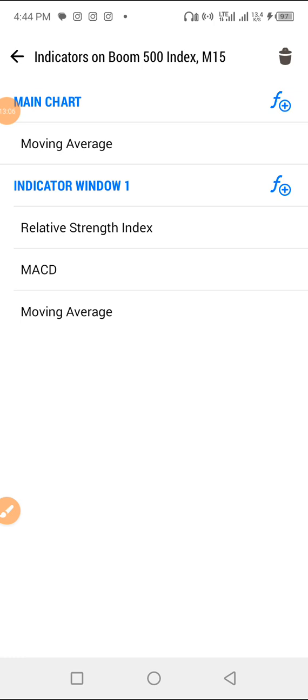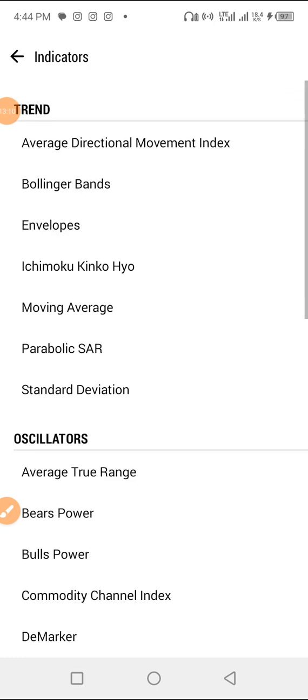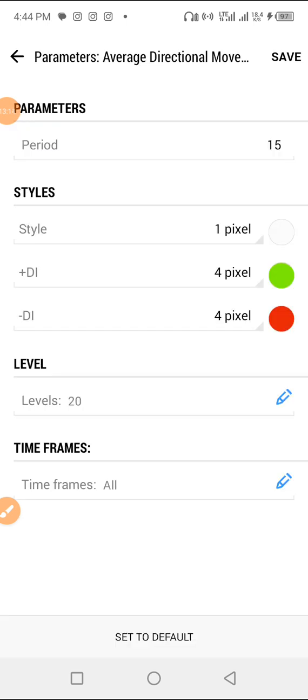So click on your F icon, click on the main chart and add the first indicator. It has a period of 15. Positive DI should be green, negative DI should be red, and level should be 20. So once you are through with these settings, click on save.